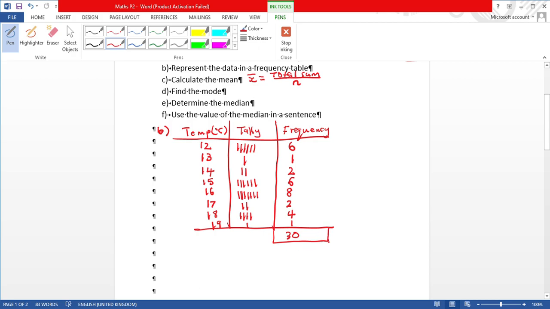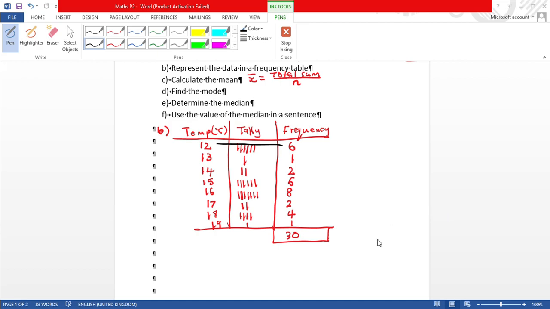That is our sample size, so we know our sample size is 30. Now to get a total, you're going to multiply our temperature column with our frequency column, and then sum all the products. So basically you have to multiply across like that. Let me show you how you get the total sum.